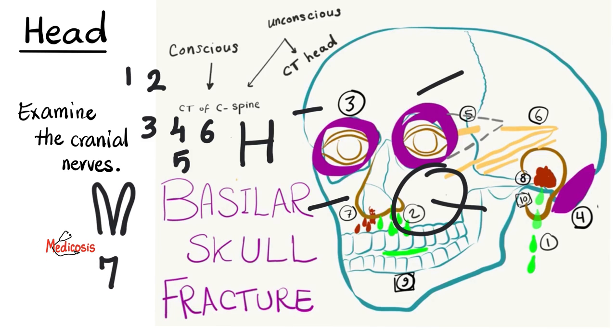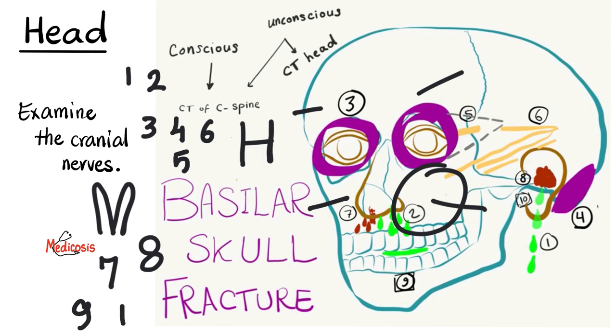7 is the facial nerve. Can you smile for me? Can you raise your eyebrows? Can you wrinkle your forehead? 8 is the auditory nerve. That's for hearing. So you make some noise with your fingers near the patient's left ear. Can you hear this? How about the right ear? Can you hear this? Close your eyes and then you make some noise closer to one of the ears. And you ask the patient, did you hear this louder on the left side or on the right side?